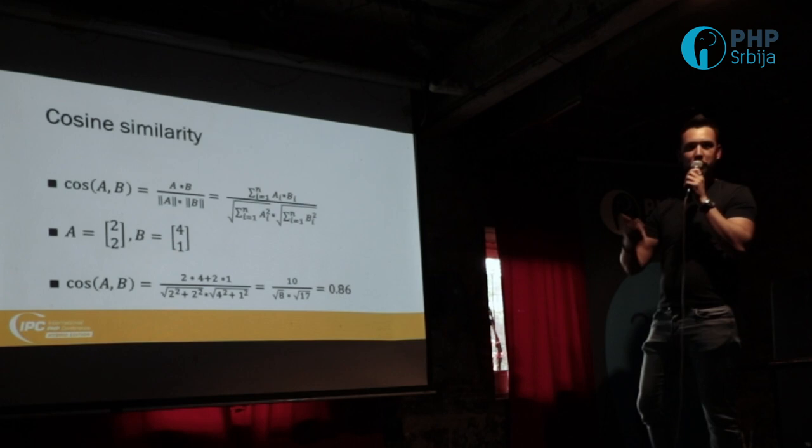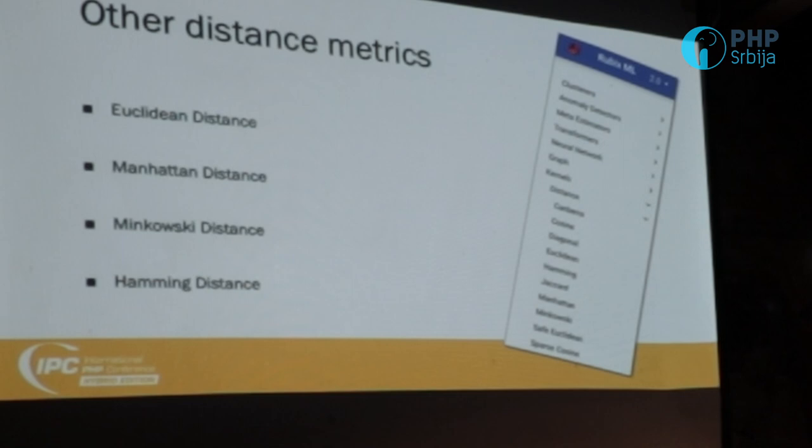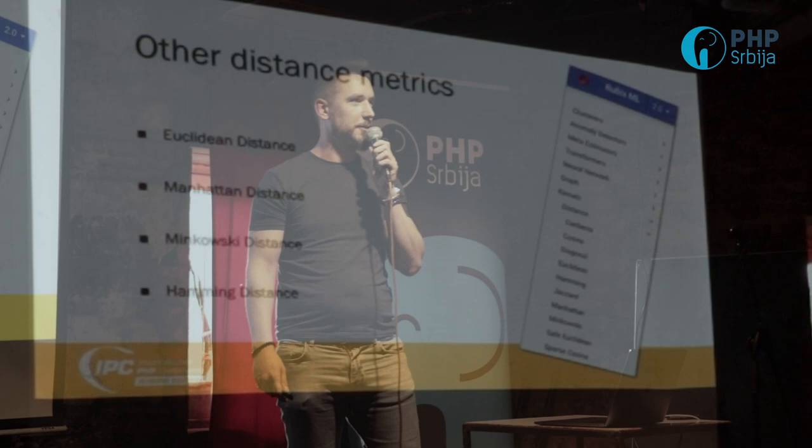Now, there are some other distance metrics. You might have heard about some of them, Euclidean distance, Manhattan distance, and stuff like that. And it turns out that RubixML actually has tons of stuff, which I was quite surprised about. It has tons of different distance kernels for calculating the distance. Why is this important? Because some use cases have better or worse distance metrics that you can use. And it turns out that the Euclidean one is actually the default. I don't know why. I'll be using the cosine one, but Euclidean distance seems to be the default one.